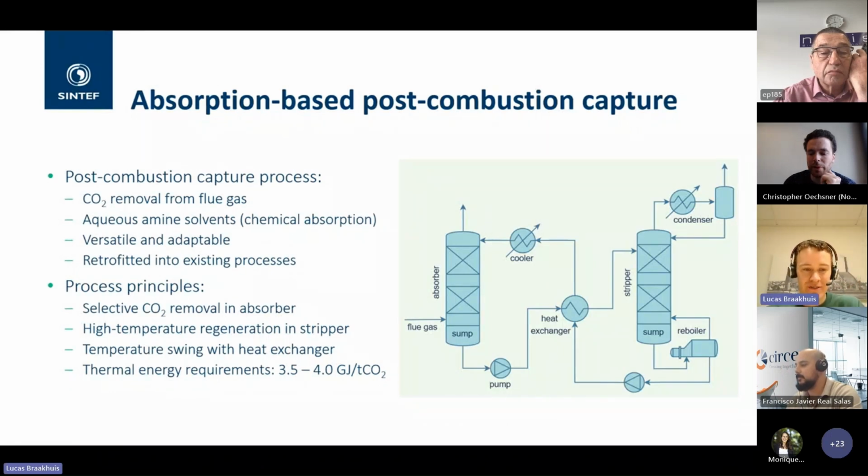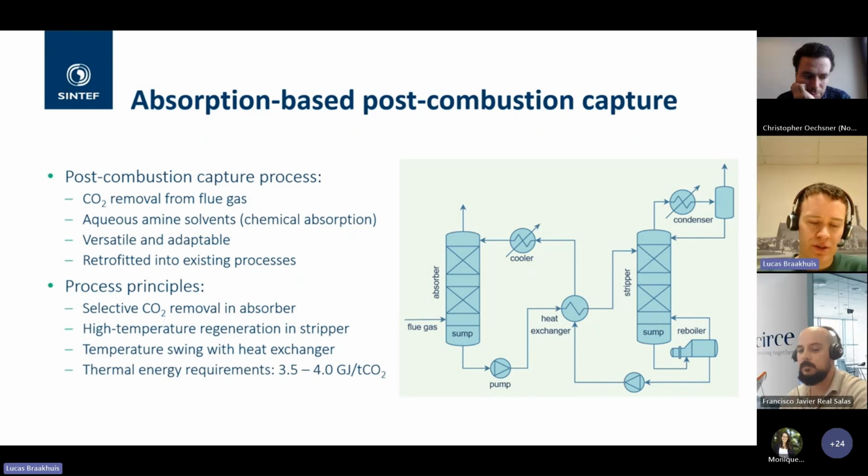An advantage of the process is that it's very versatile and adaptable. There's no need to integrate the capture plant into existing infrastructure, and it's most often just retrofitted into an existing process. The flue gas composition can vary, and the process can easily be tuned to accommodate for that.